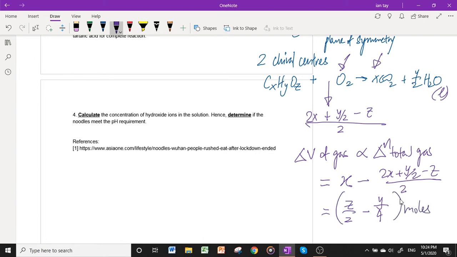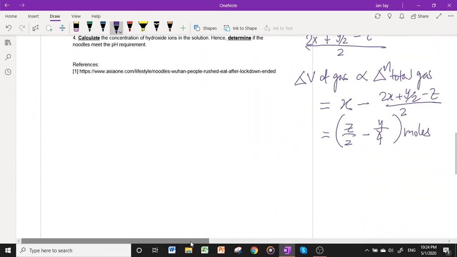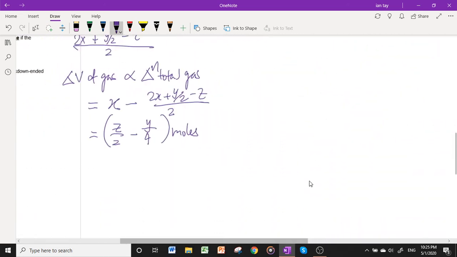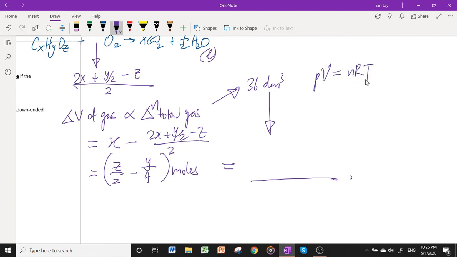And we say that this change is 36 dm cube. Okay, so 36 dm cube, but now we need to convert 36 dm cube to number of moles, right? So we can use the equation of state PV equals nRT, assuming that they're ideal gases, right? Most of the time, calculations on gases always assume ideal gases. If not, it will be quite troublesome to calculate, right?